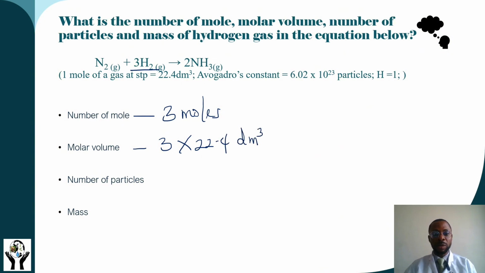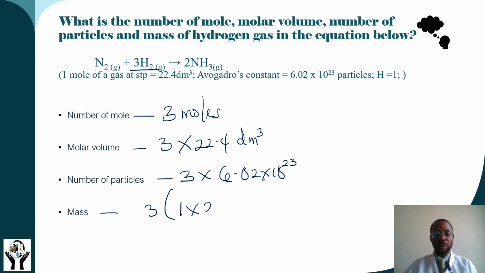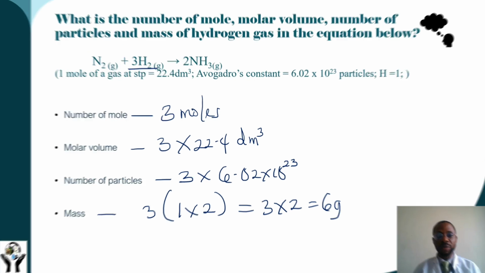The number of particles, since we have 3 moles of the gas there, and 1 mole of a gas, we have Avogadro's number of particles. So that will make the number of particles together to be 3 multiplied by 6.02 times 10 to the power 23 particles. And the mass, since we have 3 moles of the gas there, so that's 3, we use that to multiply the atomic mass of that particular element. And 1 atom of hydrogen is 1, and then you have 2 atoms of hydrogen, so that's 1 multiplied by 2, and that will give 3 multiplied by 2, which is 6 grams of hydrogen in that equation.